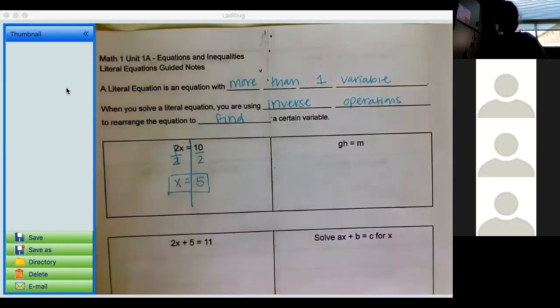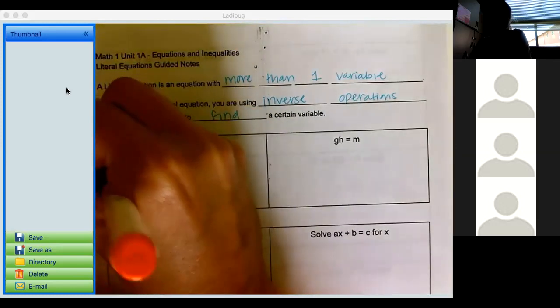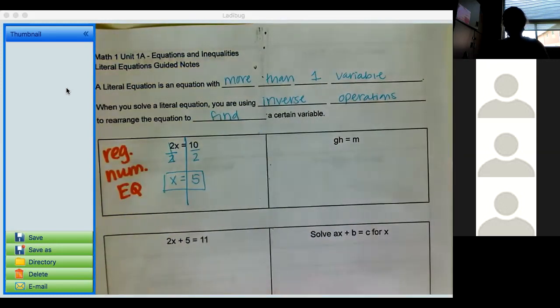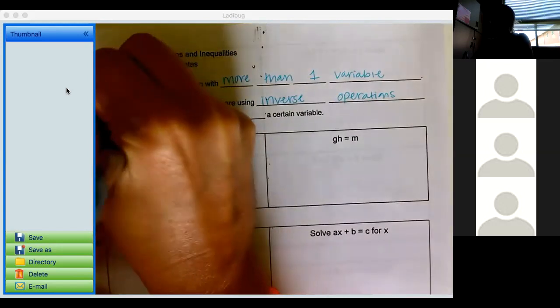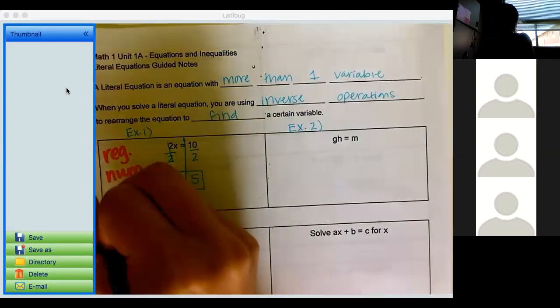Now, I need you to write this. This one is a regular numeric equation. That is not a literal equation. Can somebody tell me why it's not literal? It's only got one variable. We need more than one for it to be literal, right? So let's take a look at example 2. I'll call this example 1. This is example 2 for my people that are taking their notes at home.